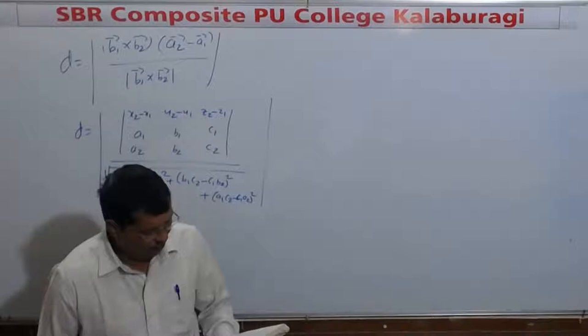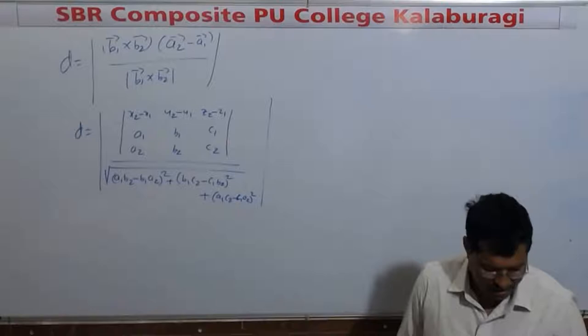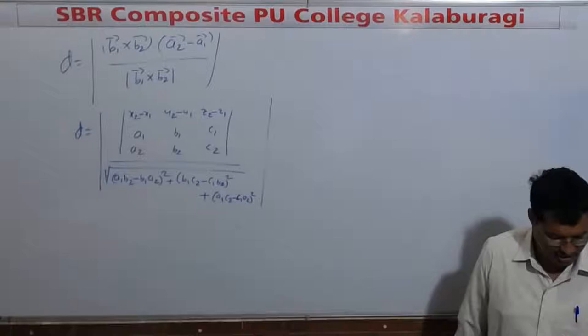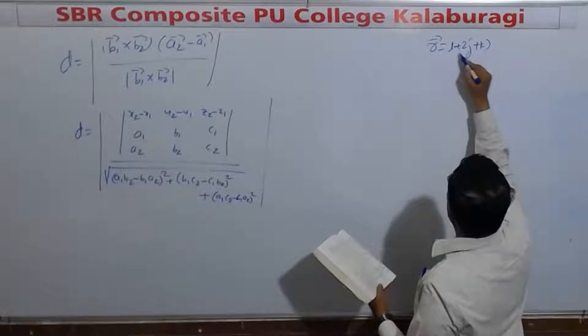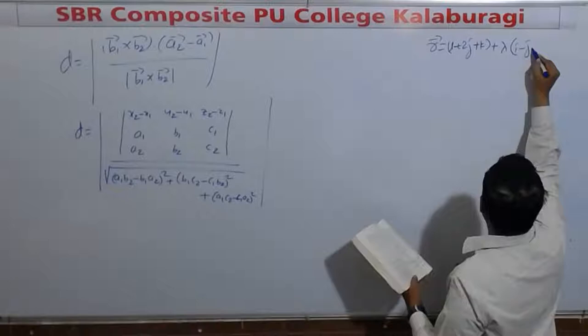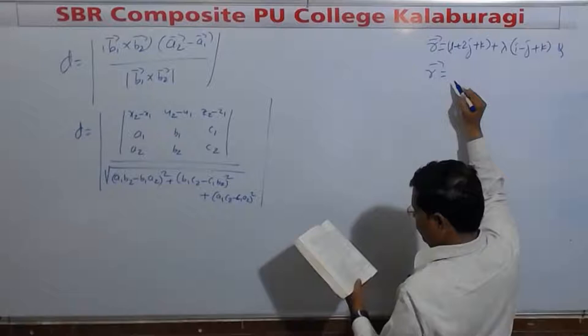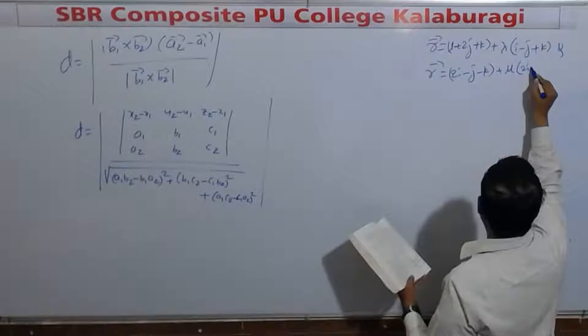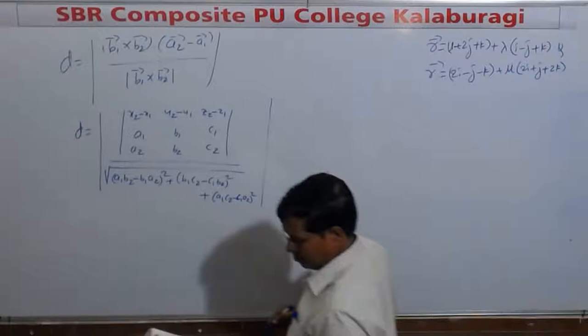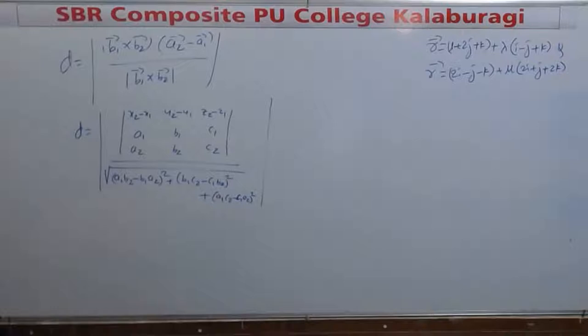Write down the question. Find the shortest distance between the lines: vector r equal to i plus 2j plus k plus lambda into (i minus j plus k), and vector r equal to 2i minus j minus k plus mu into (2i plus j plus 2k).